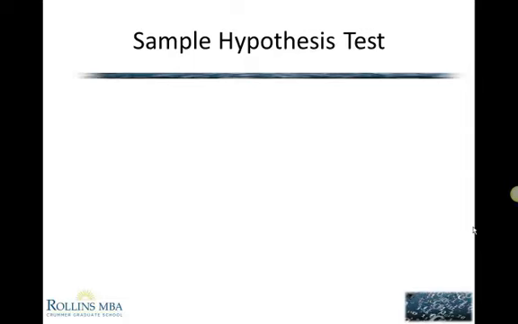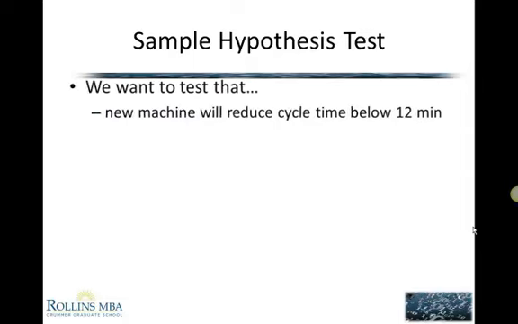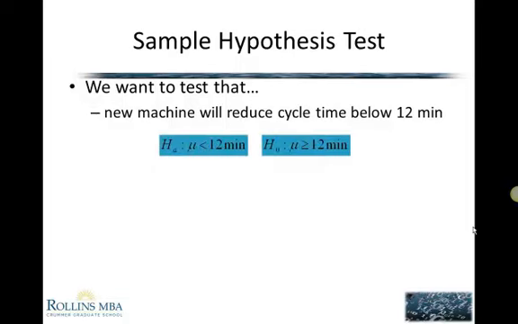Here's our sample hypothesis test, and I'll use one of the examples that we saw before. We want to test that some new machine is going to reduce our cycle time to below 12 minutes. So our first step is to state the null and alternate hypothesis statements correctly. And here we'll have our alternate statement that says our population mean. So we'll be talking about our average cycle time. This is not a proportion of any sort.